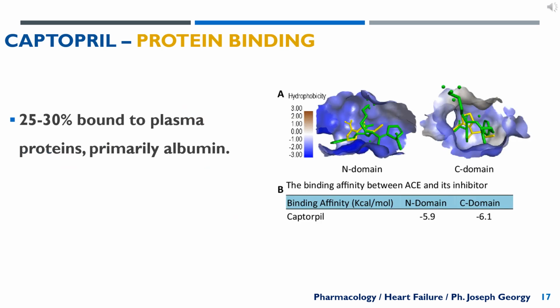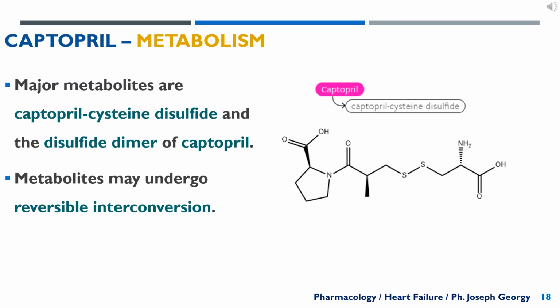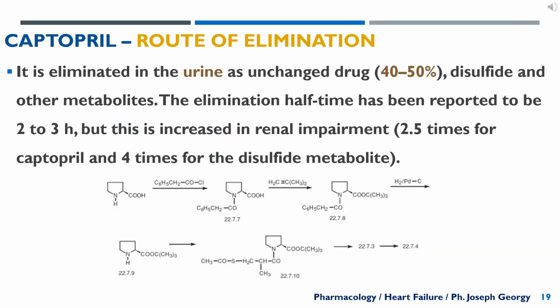Captopril is actually 25 to 30% bound to plasma proteins, primarily albumin. About the metabolism of captopril, the major metabolites are captopril cysteine disulfide and the disulfide dimer of captopril. Metabolites may undergo reversible interconversion. About the route of elimination of captopril, actually 40 to 50% of this drug is eliminated in the urine as unchanged drug, with of course disulfide and other metabolites.